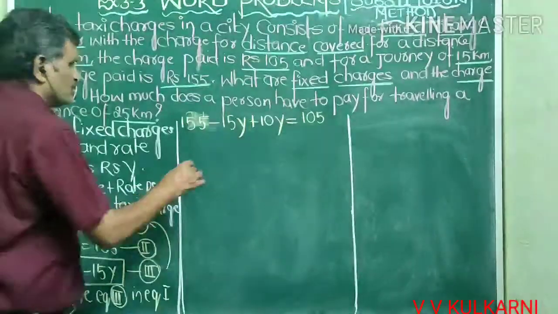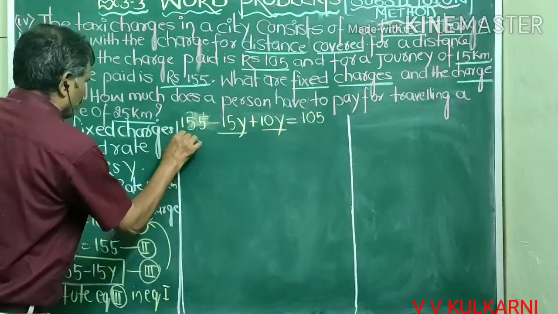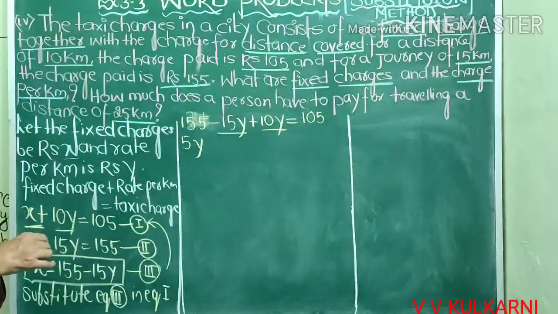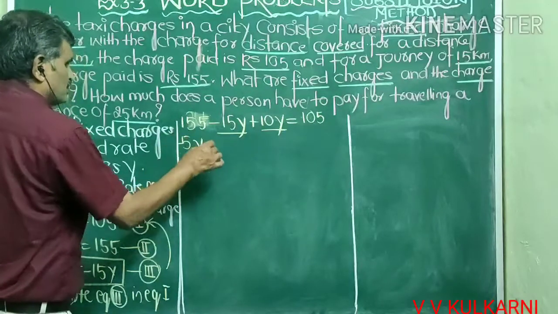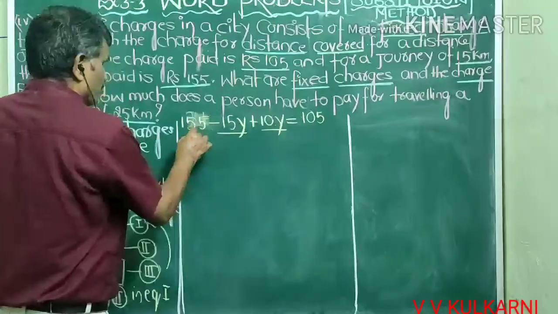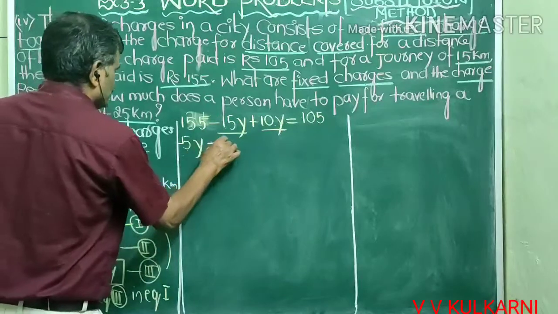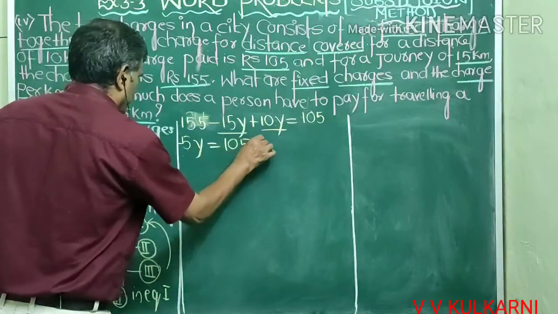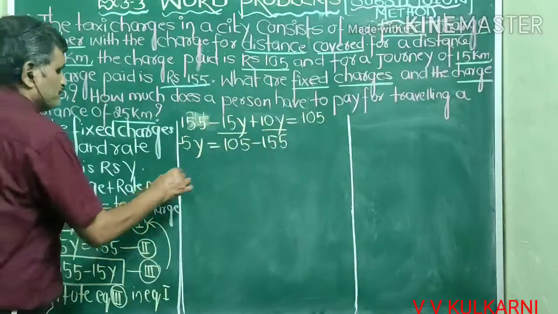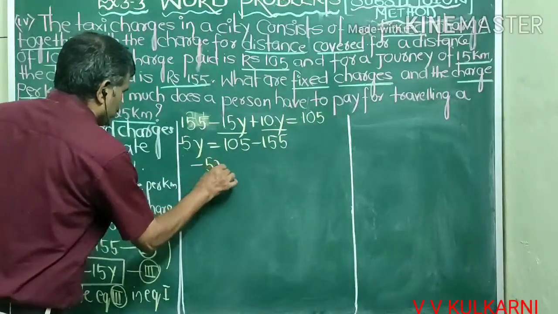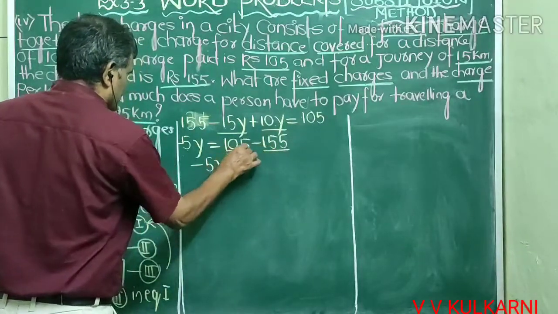Now if I further simplify, minus 15y plus 10y will be equal to minus 5y, because minus 15 plus 10 will always be a negative number. So negative number minus 5y is equal to 105 minus 155. If I further simplify, it will be minus 5y is equal to 105 minus 155.